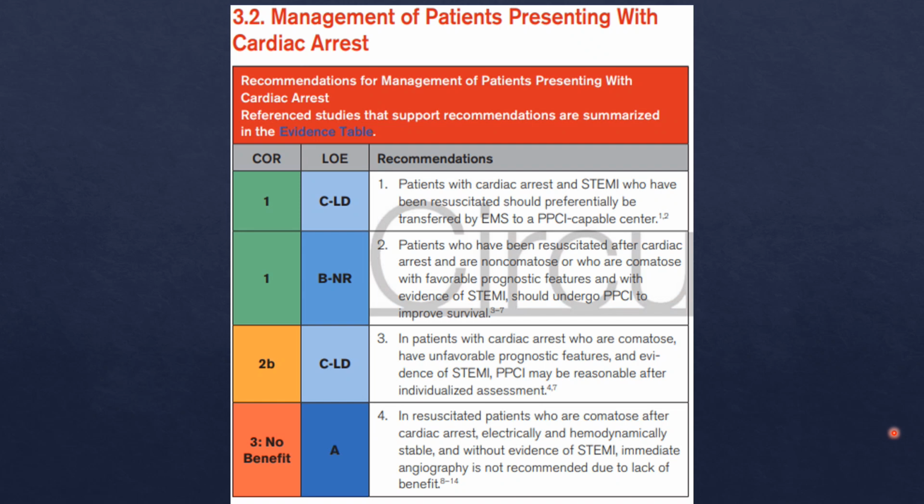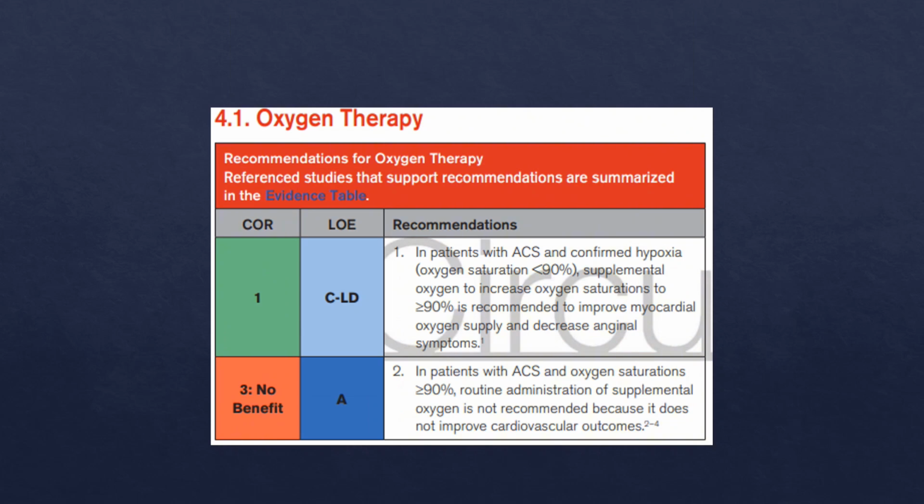Coming to the oxygen therapy, the guidelines recommend that if a patient has ACS and confirmed hypoxemia with oxygen saturation of less than 90%, only then supplemental oxygen should be given, and it has class 1 recommendation. But if the oxygen saturation is more than 90%, routine administration of supplemental oxygen is not recommended in these patients, and it has class 3 recommendation.